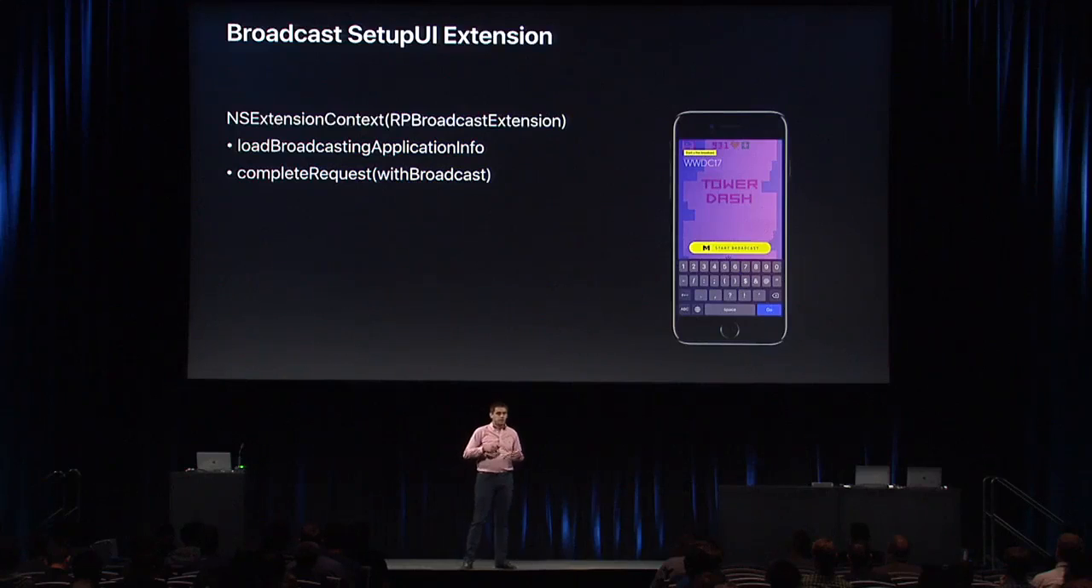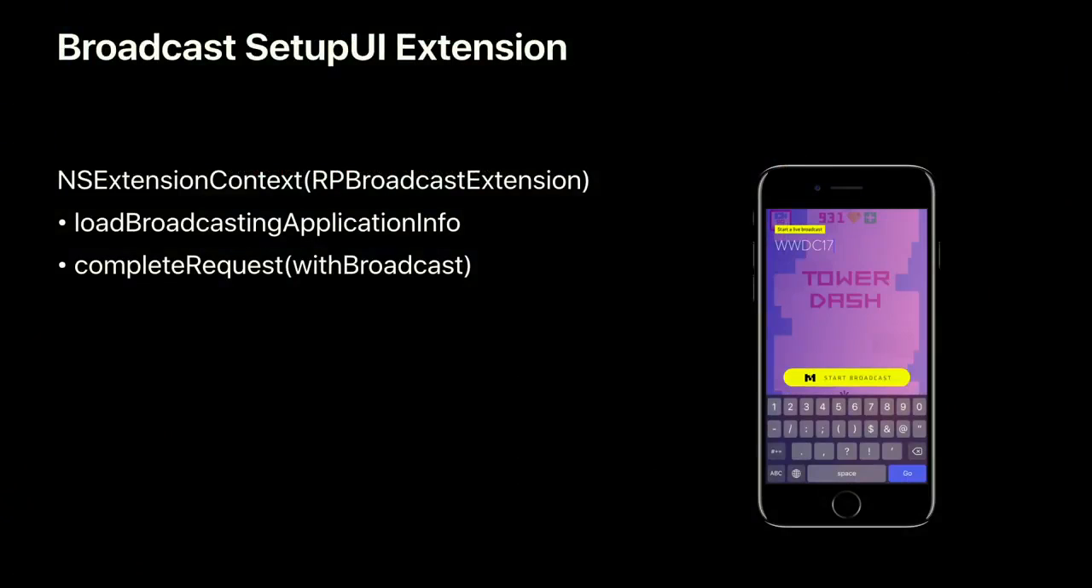The view controller that implements this UI communicates to ReplayKit using a property called extension context. And the class of this property is a category of an extension context that has 2 more functions added by ReplayKit. The first one is load broadcasting application info, and the second one is complete request with broadcast URL and setup info.